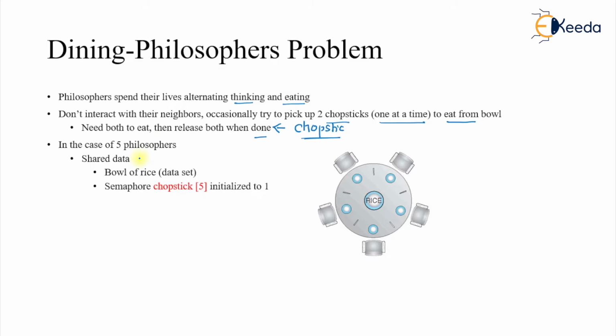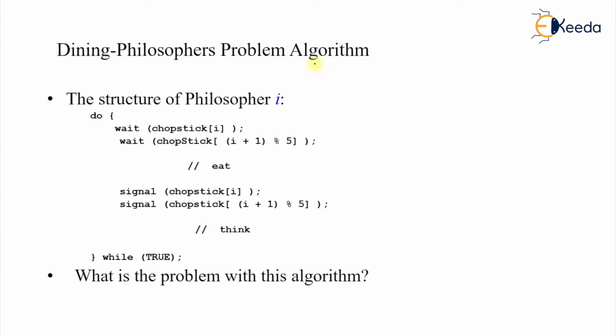The shared data is the bowl of rice they are sharing, and here we have 1, 2, 3, 4 and 5. The main thing is the chopstick, which is a semaphore, and it is initialized to 1. This is the structure of philosopher I: it will wait for chopstick I, that is, it will down this and wait for chopstick I, and then it will try to lock the chopstick which is I plus 1 modulo 5.